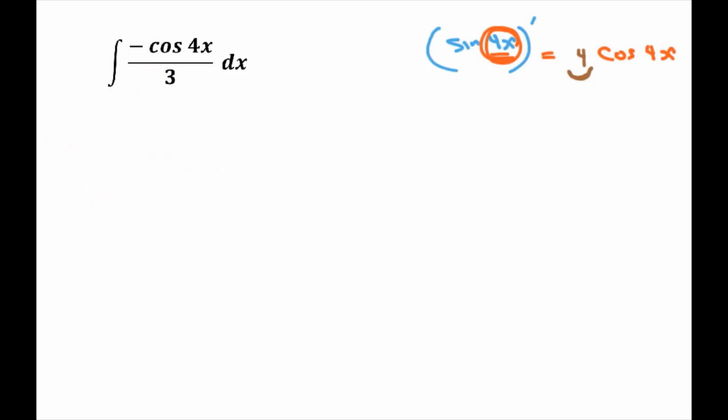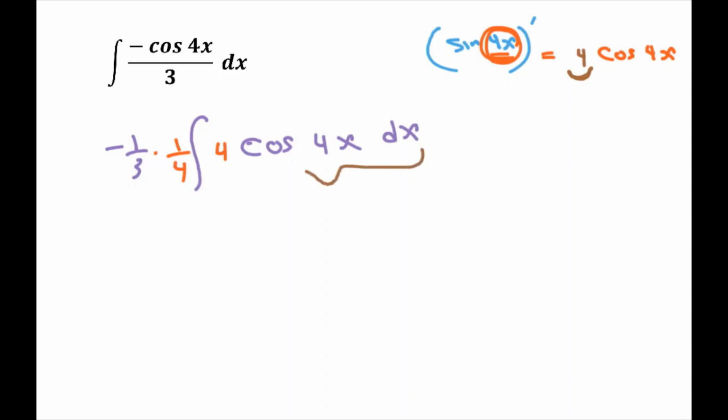I could say it's negative 1/3 integration cosine 4x dx. Whatever I'm adding here as a multiplication, I'm going to divide it here. Now, we know that this part is going to be sine 4x plus constant, right? Now, what about these two? It will be negative 1/12. Let's try this one now.